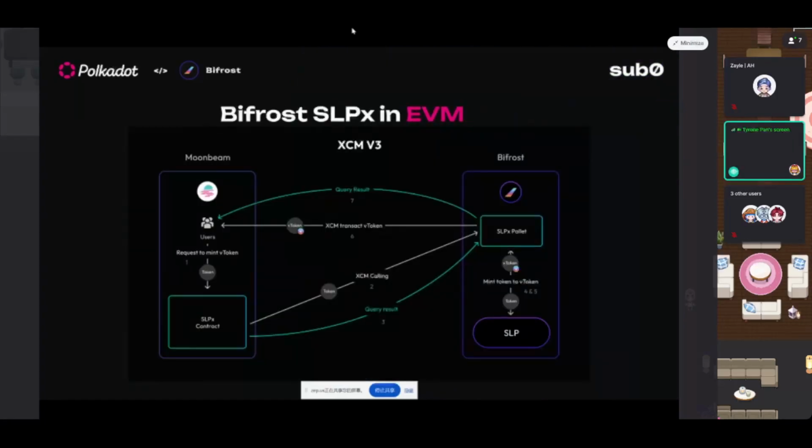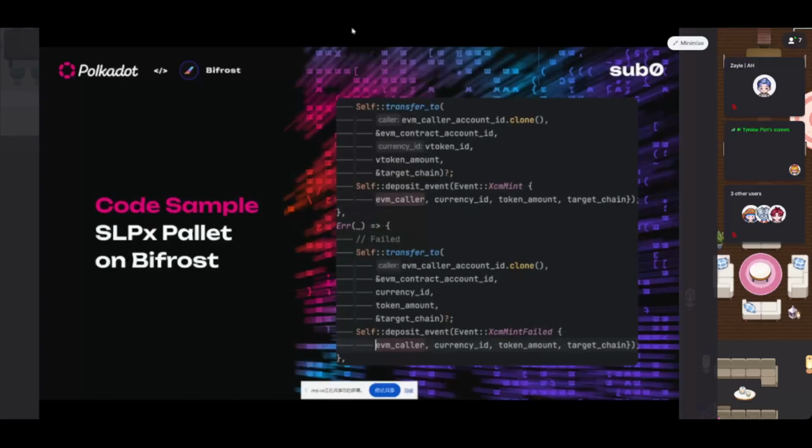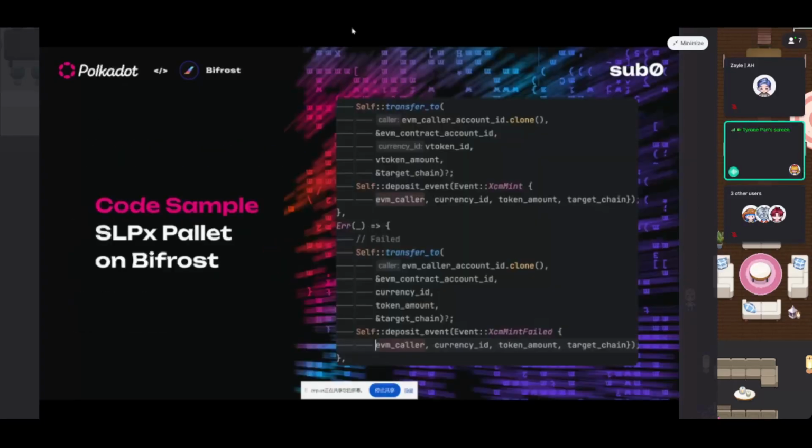This is step 7, the last step where we transfer it back to the user. So you need to know the address of the destination chain's user, and transfer to that user with the currency ID, token amount, and target chain. And yeah, the whole transaction will be executed. No worries, we will play you a demonstration of the whole procedure.